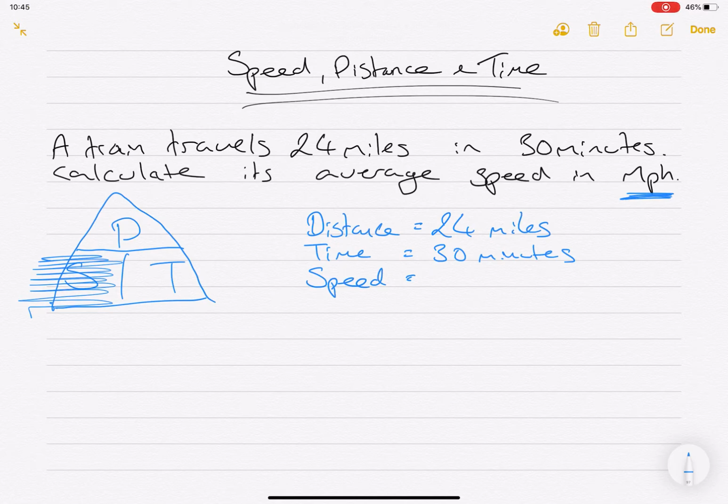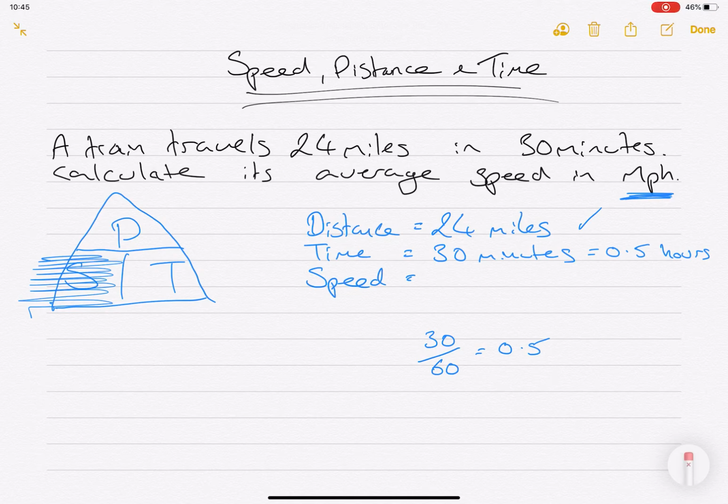Before we move on, we need to ensure the numbers we use match the units in which we need to leave our answer in. So miles per hour, distance is 24 miles. So that's okay. But 30 minutes, we need that in hours. Well, since there are 60 minutes in an hour, we need to do 30 over 60 to figure out how much of an hour that is. And that gives us a half, or 0.5, which makes sense because 30 minutes is half an hour. Okay, so I'm actually going to rewrite this as 0.5 hours. All right, now we're ready to roll.